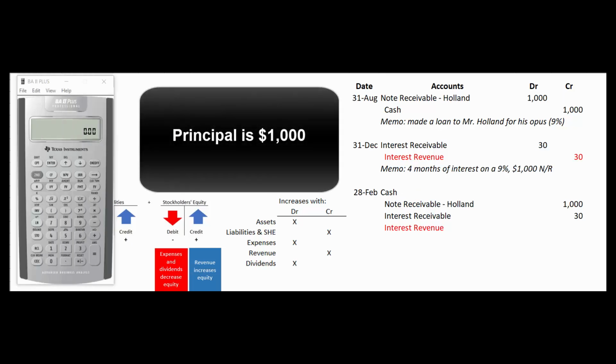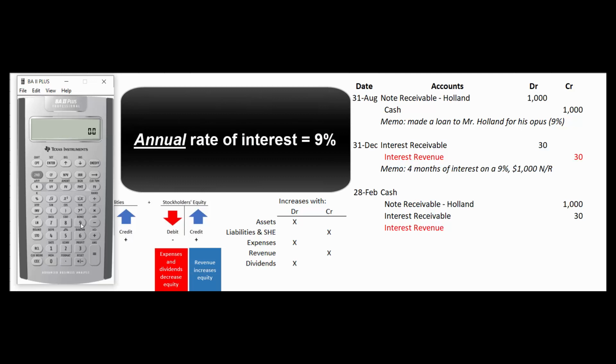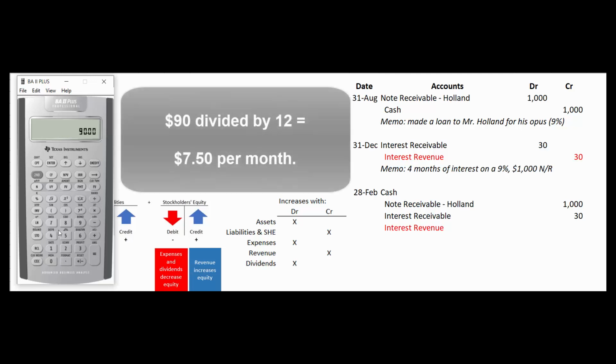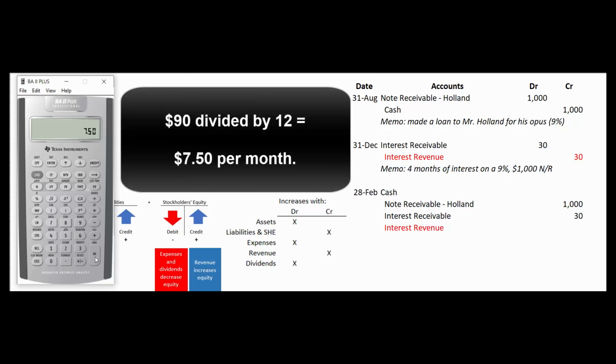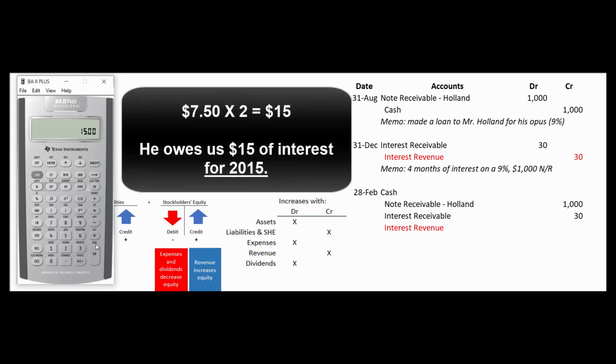How much is 2 months worth of interest? $1,000 is the principal times 0.09. Again, that would give us a year's worth of interest. Let's divide that by 12, and that tells us how much 1 month worth of interest is. Let's take that and multiply that times 2, and we know that 2 months worth of interest is $15.